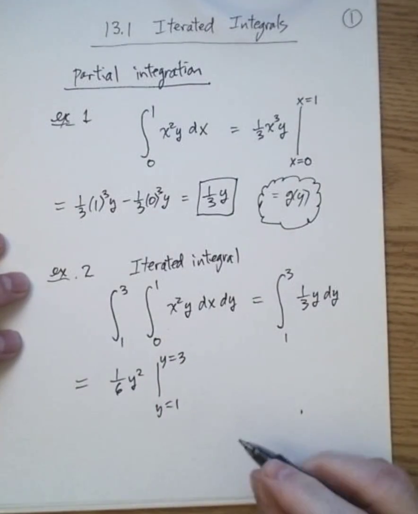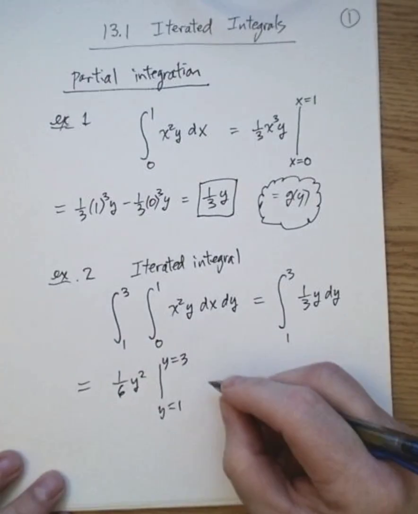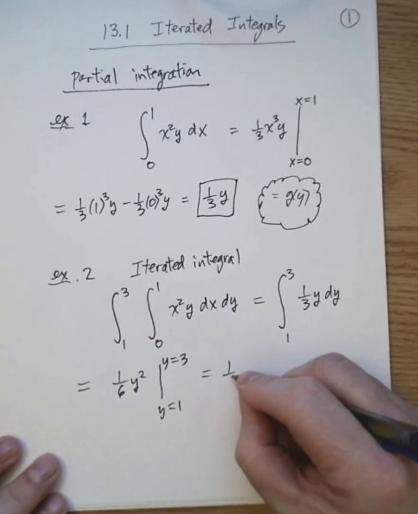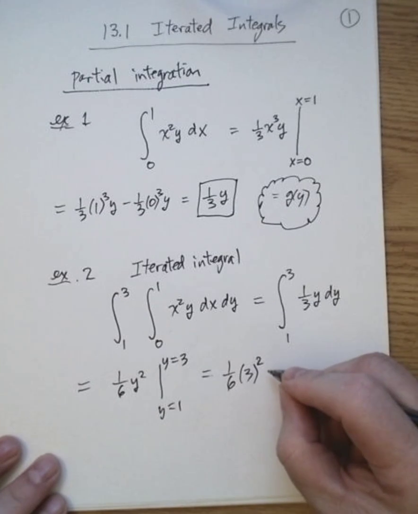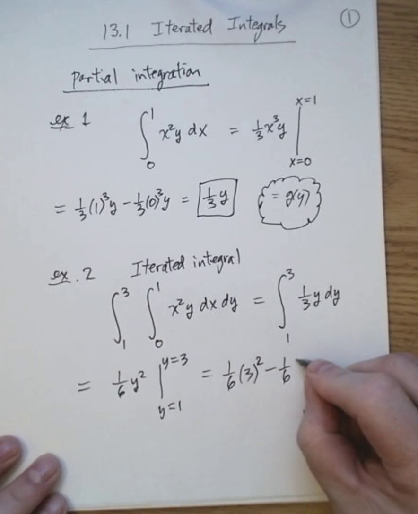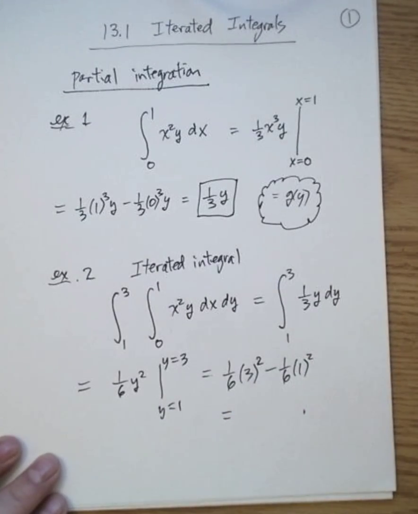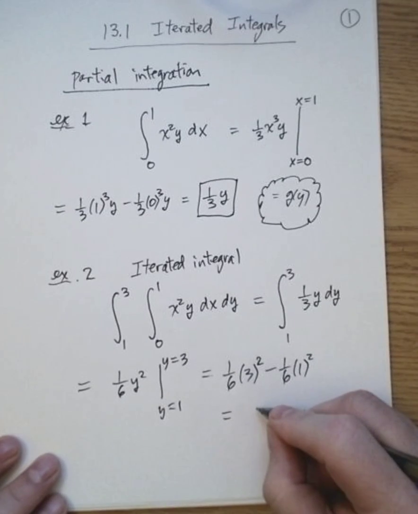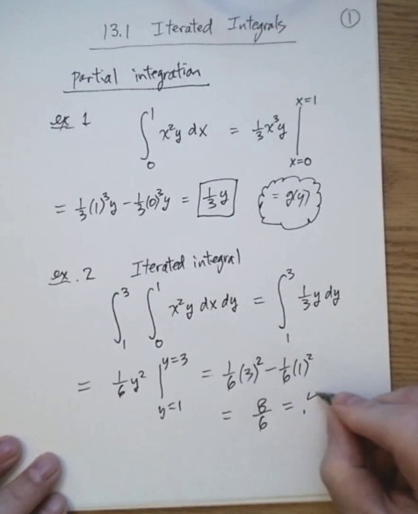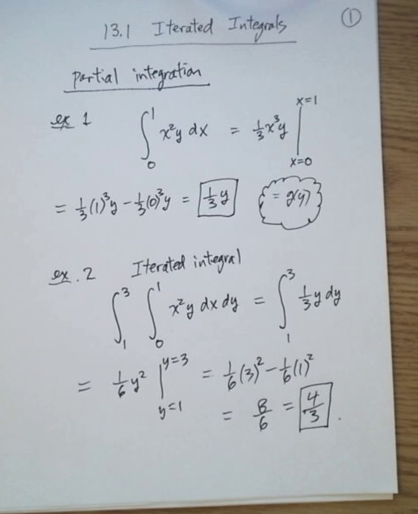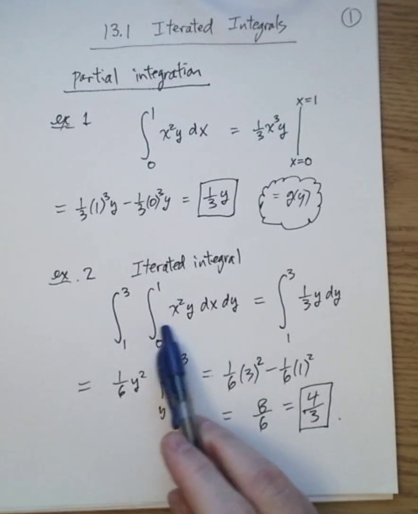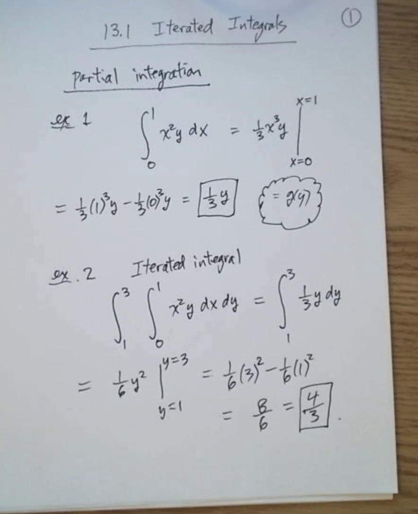Later on, after we get used to these, I'm not going to be writing y equals all the time, but for now, we'll go ahead and do that. So I've got 1/6 times 3 squared minus 1/6 times 1 squared. A quick mental calculation: that's 9 minus 1, which is 8/6, which is 4/3 for our final answer. That's an example of an iterated integral where we first integrated with respect to x, and then we integrated with respect to y. Our answer is a number.